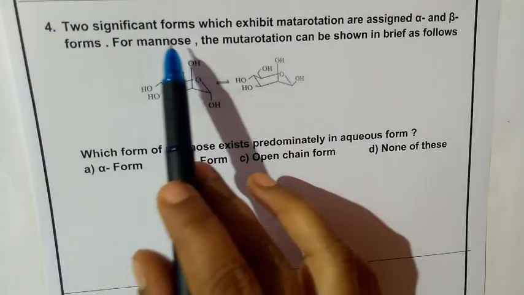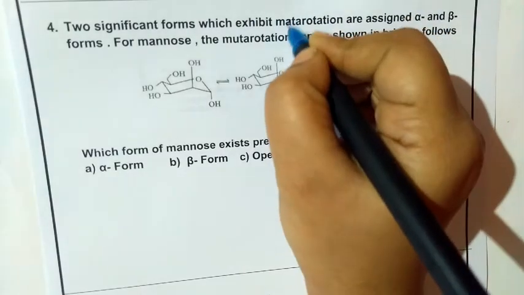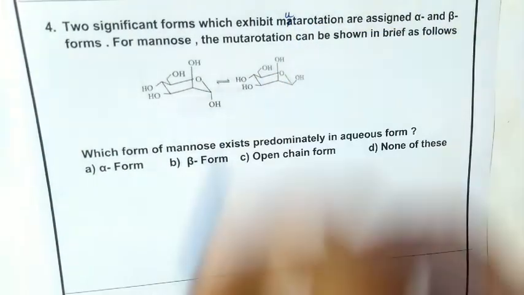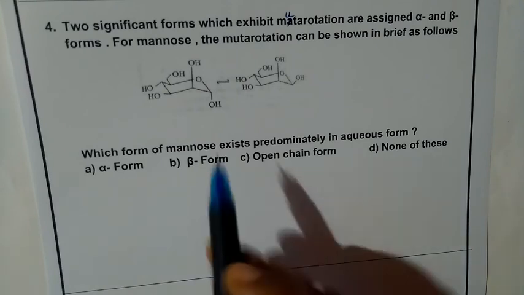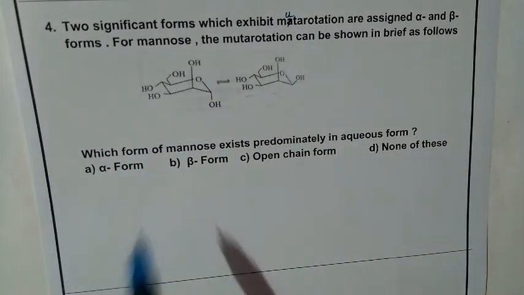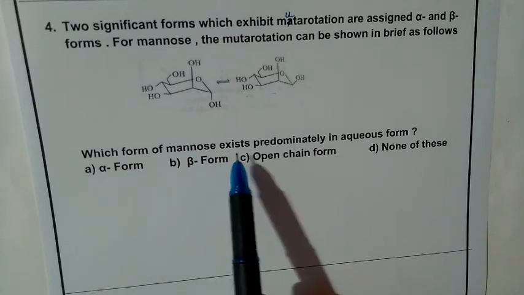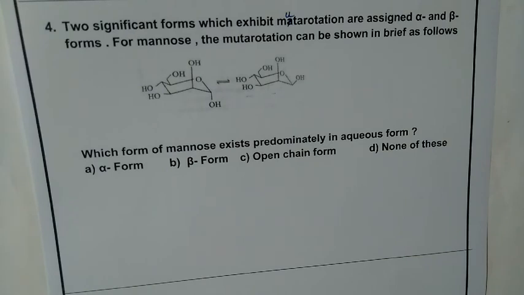Two significant forms which exhibit mutarotation are assigned alpha and beta forms. For mannose, the mutarotation can be shown in brief as follows. They have given the mutarotation forms. Which form of mannose exists predominantly in aqueous solution?